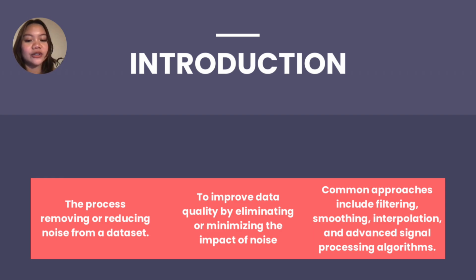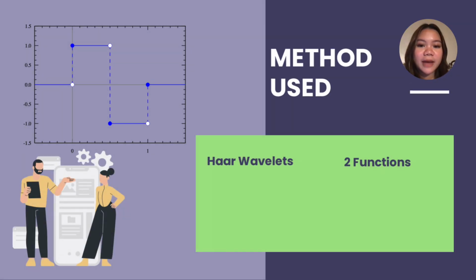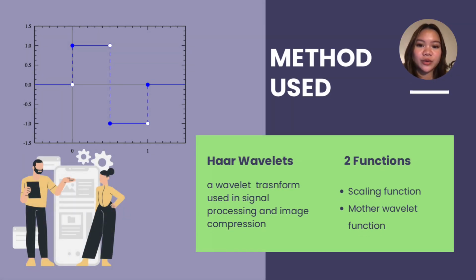Common approaches include filtering, smoothing, interpolation, and advanced signal processing algorithms. For the application of the differential equation, the harmonic oscillator will be used as a second order linear differential equation to determine the vibration, frequencies, and patterns.